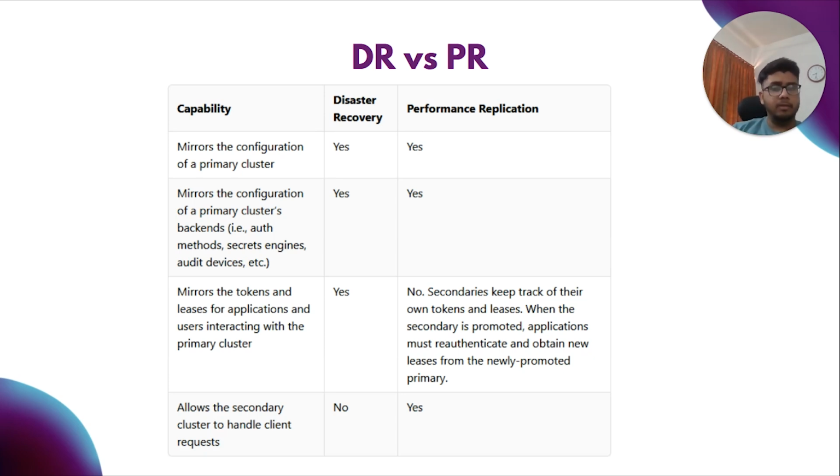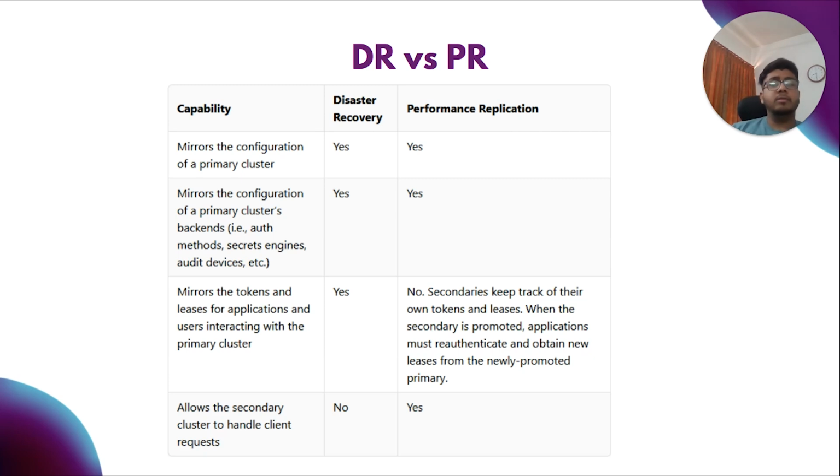So what will happen is it will mirror all the tokens, leases, along with root tokens, everything to another server, and it will be working till that push. But when it comes to performance replication, not everything is replicated. It will mirror the primary cluster. It will mirror the backend, the authentication method, secret engine, but it will not mirror the tokens, and it will be a secondary cluster, not a primary.